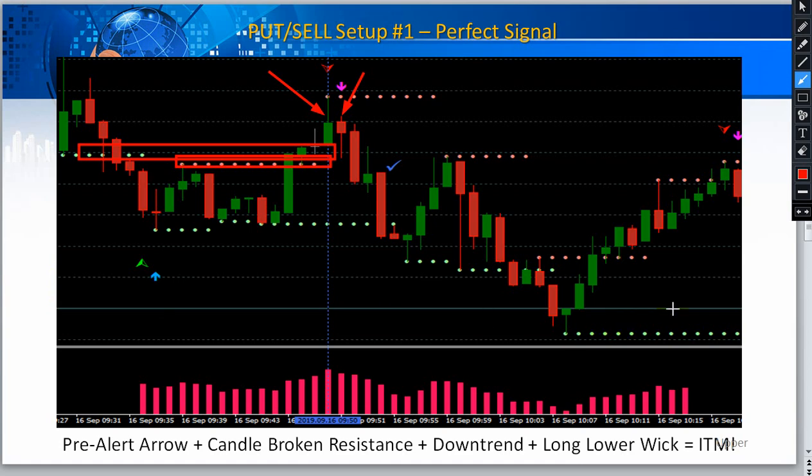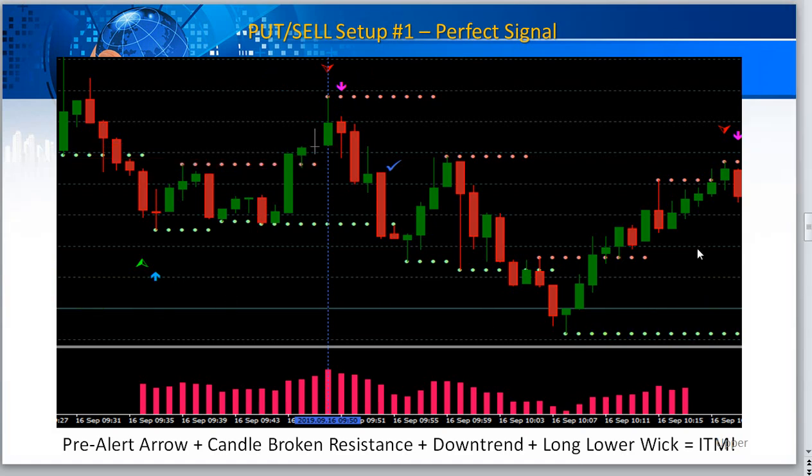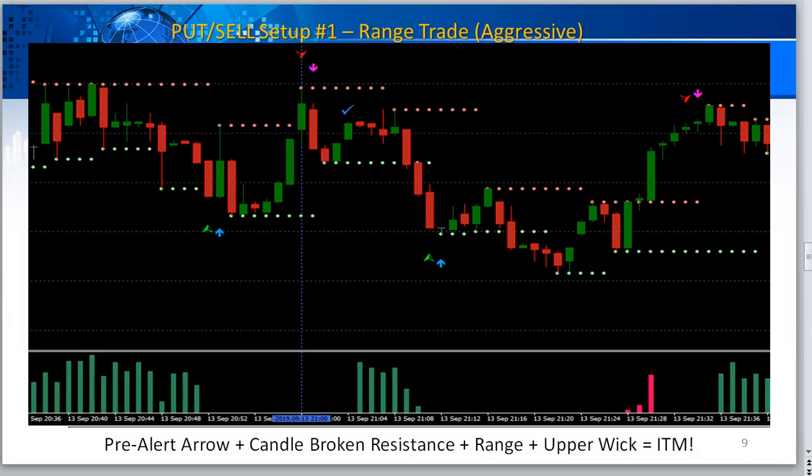Now let's see a put signal where not all conditions are met. Here, an aggressive entry. In an aggressive entry, the trend is absent. So we are in a range. Okay. But still, you notice that price was moving up from a support level to a resistance level, correct? You also notice that there is a pre-alert candle, this one, there's a pre-alert arrow, which broke resistance, this one and this one. There are two levels broken here, okay?